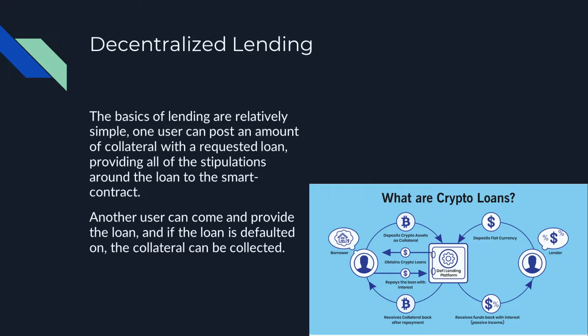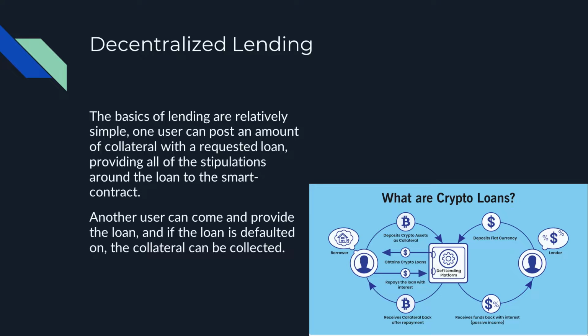The next thing I want to touch on is decentralized lending. The basics of decentralized lending are really quite basic. You have one user who's going to go and request a loan. They're going to put up some amount of collateral, which may be more or less than what they're requesting for their loan. They could request that their loan be taken out in a different asset than what their collateral is provided in. Another user is matched to that loan, and the loan goes through.